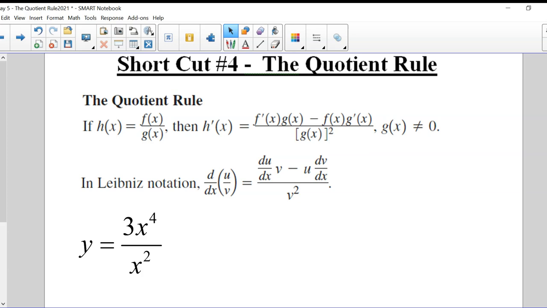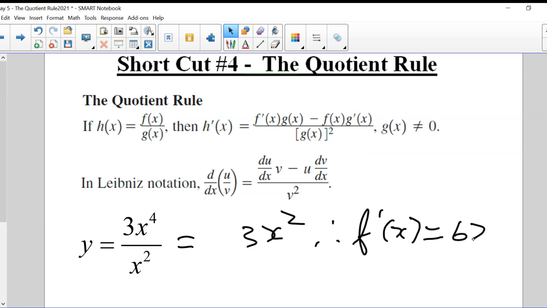Okay, so in this particular case, we first of all noted that if I were to simplify this, this would be equal to 3x squared, right? If I were to just use the principle of subtracting exponents, that would be 3x squared. And the dy/dx of this, therefore, would be equal to 6x.